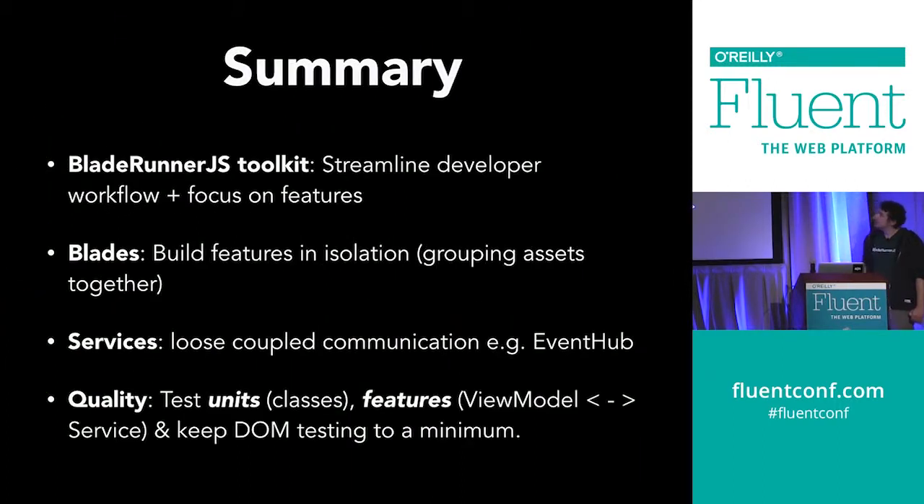That's brilliant. So in summary, we've got this toolkit. We've got the streamlined developer workflow. The focus is on features. They know that first line of code. You've seen from the demo, the really quick demo there, straight away we're writing code, we're writing functionality. We've got blades. We've got all our assets grouped together. Got a set way of doing things. We've got services which enable testing, enable things like the workbench tools and the workbenches. And quality is really high. We've got testing at the class level and also this feature level.